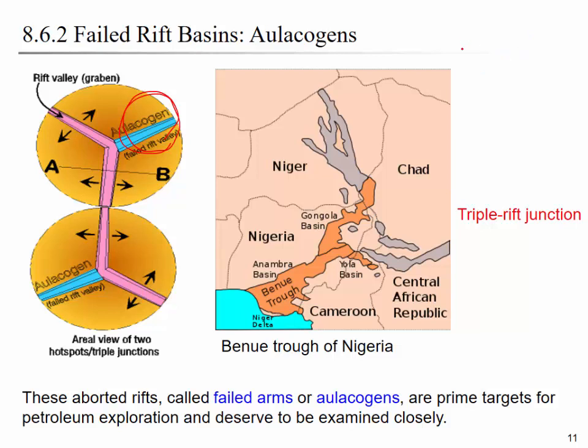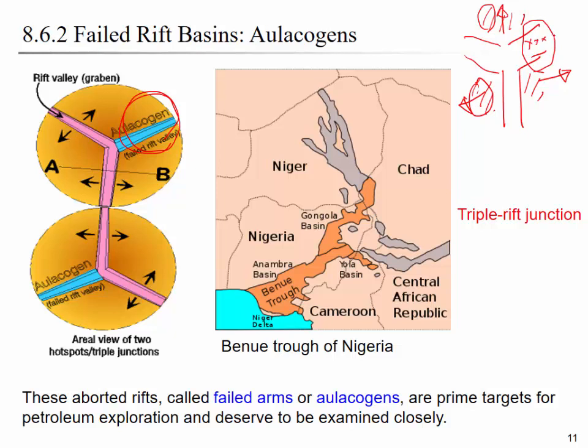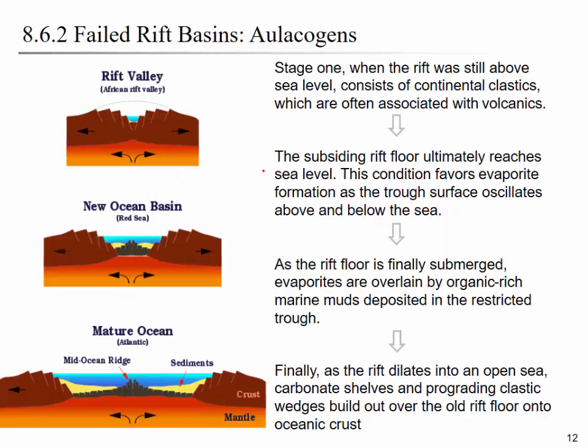So for example, if this plate and this plate are moving, these two are moving in this direction. These are two major plates. And then you have this one, a kind of extra ridge developed at the junction. So this is the failed rift basin. And these are the processes of the generation of the basin.